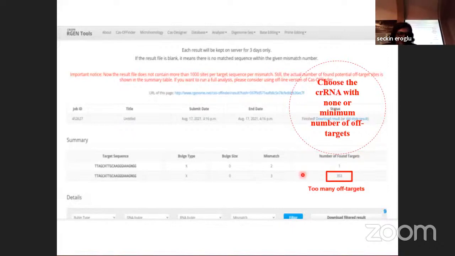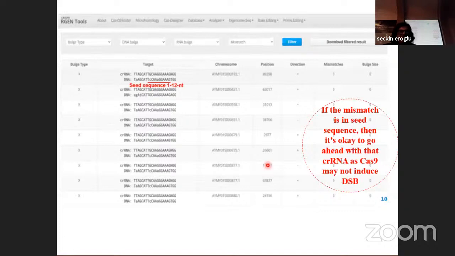If you see, as an example, this guide RNA is giving you an off-target of 1, and this other guide RNA has 253 off targets. So obviously you will select the one which has the minimum number of off targets. For example, this is the detail of that experiment. This is the seed sequence. I told you that it is about 12 nucleotides. If there is a mismatch here, it can be tolerated. Ideally speaking, there should be no mismatch.